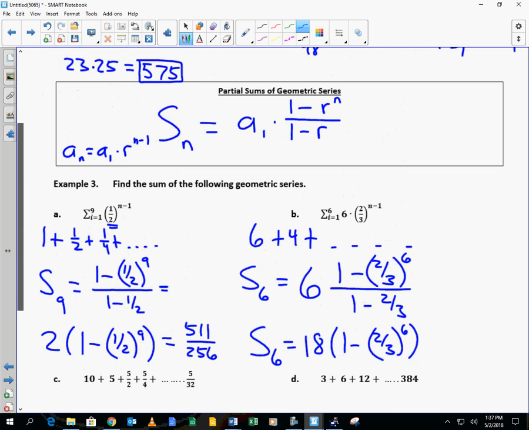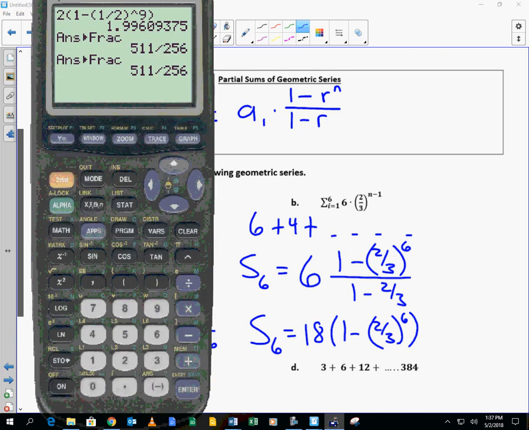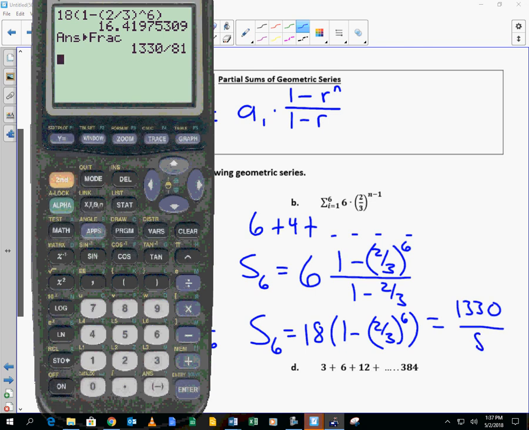So the rule says 1 minus r in the denominator. So 18 times parentheses 1 minus parentheses 2/3 raised to the 6th power. And I get that thing. And if I simply just convert it to a fraction, there's a good chance that it converts. In fact, I get 1330 over 81.